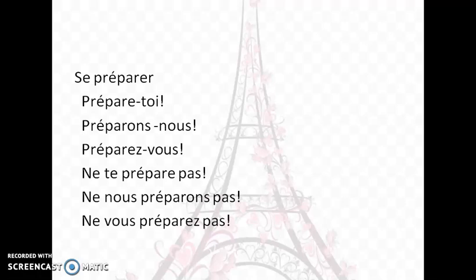I will give you one more example. Se préparer means to prepare oneself. So prépare-toi, préparons-nous, préparez-vous. Here you are conjugating it according to the subject, and since it is a verb ending in er, you are dropping the s of the tu form, and you are bringing the se pronoun form to the right hand side, and te becomes toi in the imperative affirmative. In the negative, the se pronoun form comes back to its original position, and te regains its original form also. So ne te prépare pas, ne nous préparons pas, ne vous préparez pas.